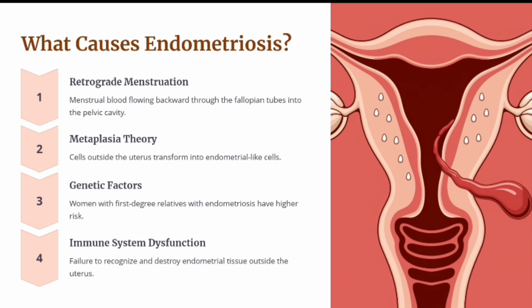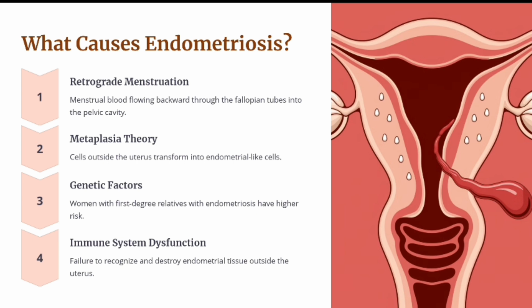What causes endometriosis? The exact cause of endometriosis is unknown, but several theories exist. Retrograde menstruation suggests that menstrual blood flows backward into the pelvic cavity. Other factors include genetic predisposition, immune system dysfunction, and hormonal imbalances.